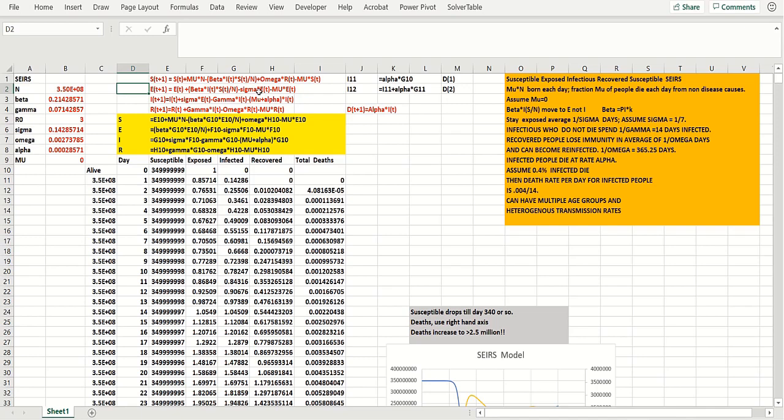So that's what happens to those infectious people from the previous day. Approximately 1/7 of them become infected. And then we'd have the people who were exposed, but they might die from something else. But again, we're assuming that's 0.